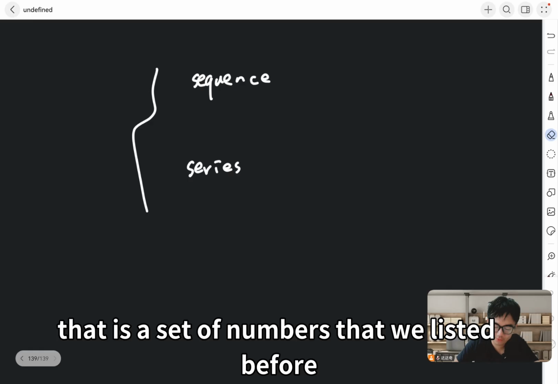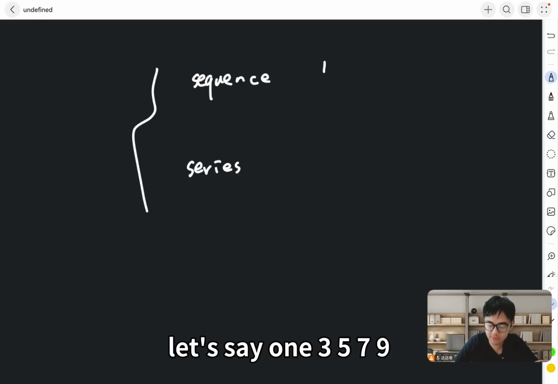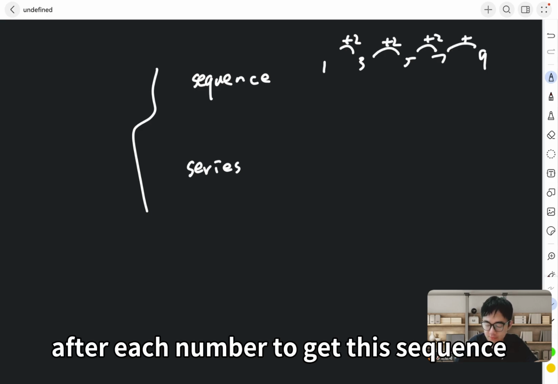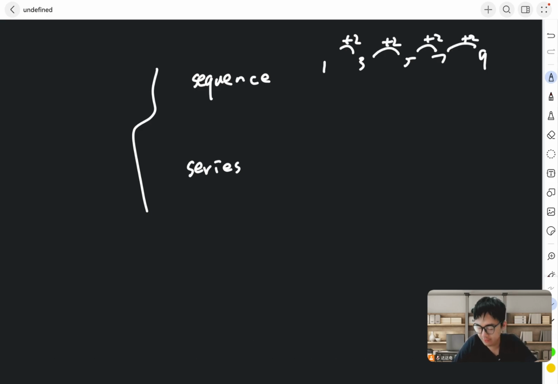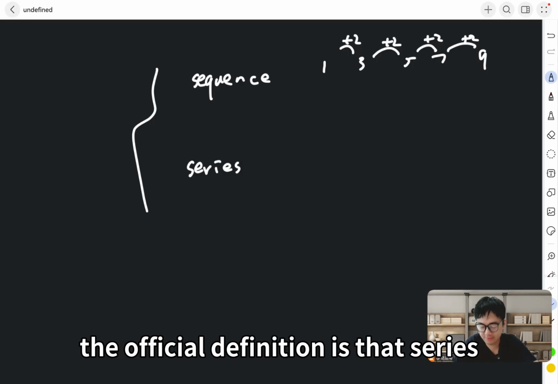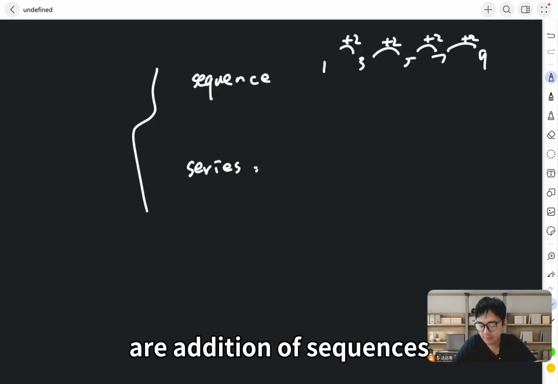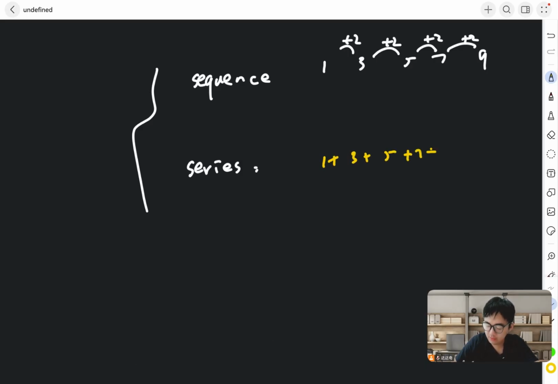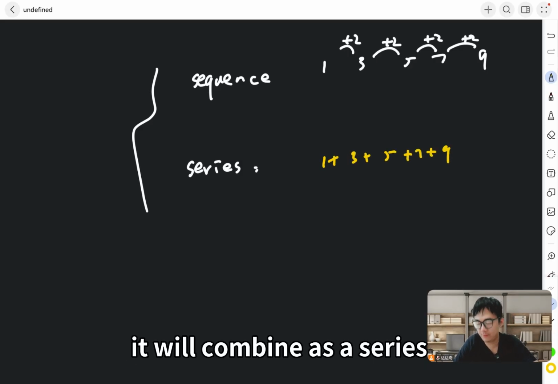That is a set of numbers that we listed before. Let's say 1, 3, 5, 7, 9. You basically just plus 2 after each number to get this sequence. But what is a series? The official definition is that a series is the addition of a sequence. So if you add those numbers above, it will combine as a series.